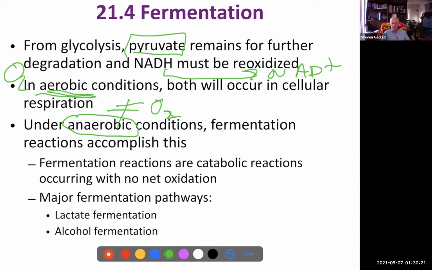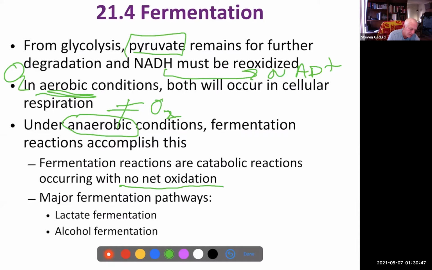Fermentation reactions accomplish this. You can't use cellular respiration because cellular respiration is glucose plus oxygen goes to CO2 and water. That's your net reaction. And there's no oxygen present, so you can't use cellular respiration. You have to use fermentation. Fermentations are catabolic reactions. Remember, catabolic reactions break things down, occurring with no net oxidation. There's not going to be any gain in oxidation.